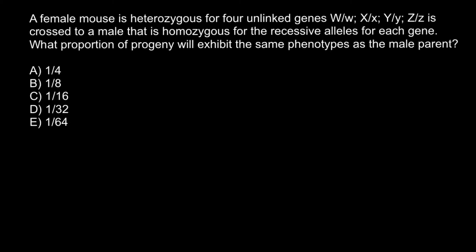And here's a problem: a female mouse is heterozygous for 4 unlinked genes, Gene W, X, Y, and Z, and is crossed to a male that is homozygous for recessive alleles for each gene. What proportion of progeny will exhibit the same phenotypes as the male parent?